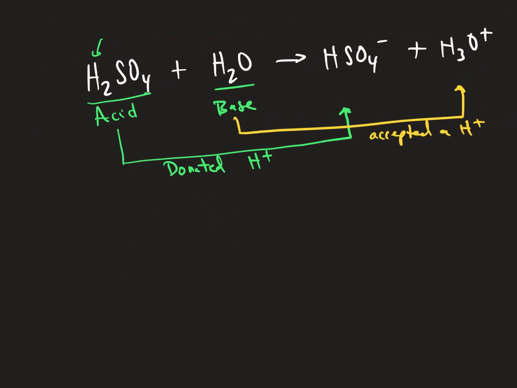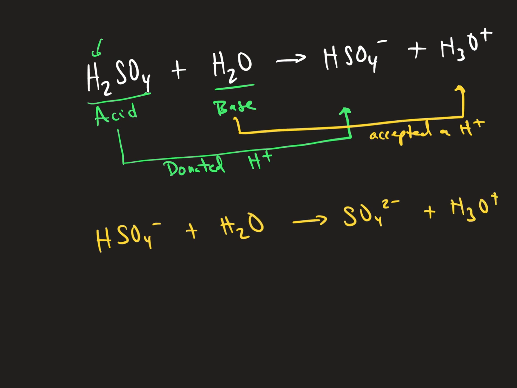Anything else? Okay, let's do another one. HSO4 minus plus H2O breaks down to SO4 2 minus and H3O plus.